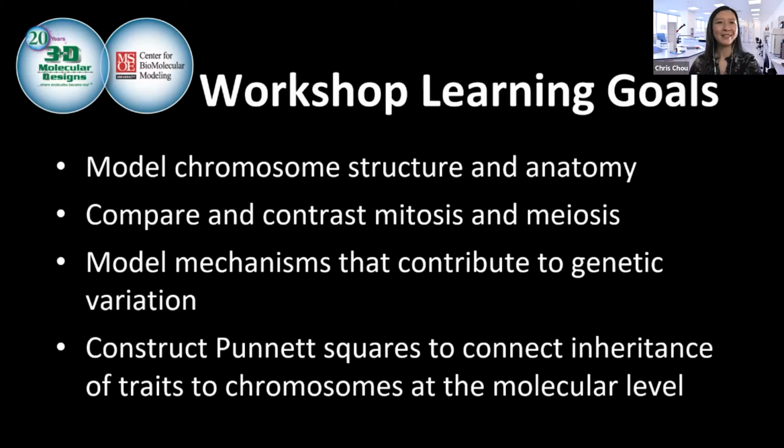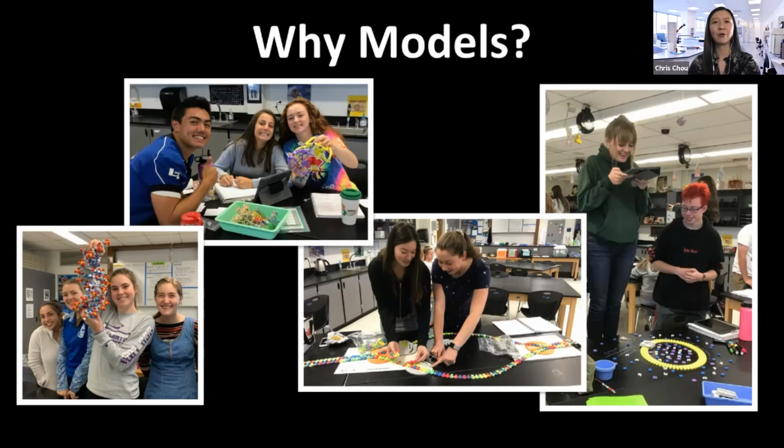All right, so today in our workshop, we are going to cover chromosome structure and anatomy. We're going to take a look at mitosis and meiosis and how to model that using these faux models. Look at ways that these mechanisms of division of DNA can contribute to genetic variation, and then also connect DNA with Punnett squares and inheritance of traits. So what we're trying to connect is DNA at the molecular level to chromosomes more at the macro level.